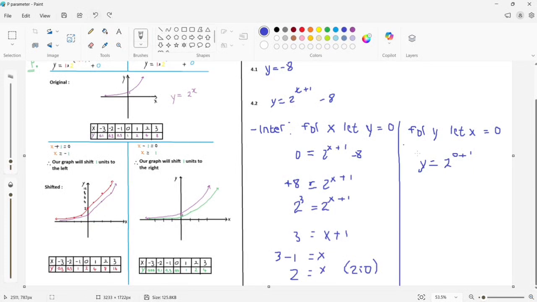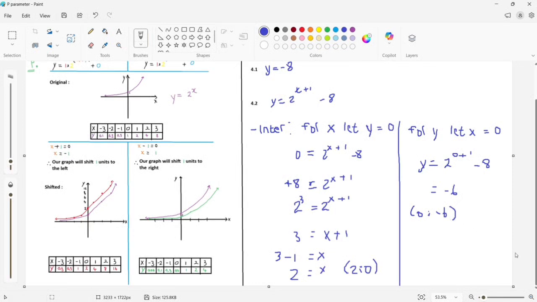That's plus 1 minus 8. I'm trying to be as fast as I possibly can. So with this, we're gonna have 1 to the 1, then 2 minus 8 is gonna be negative 6. Okay, so there's our y-intercept, which is 0 and negative 6. Who can tell me, guys, if this is an increasing or decreasing graph?